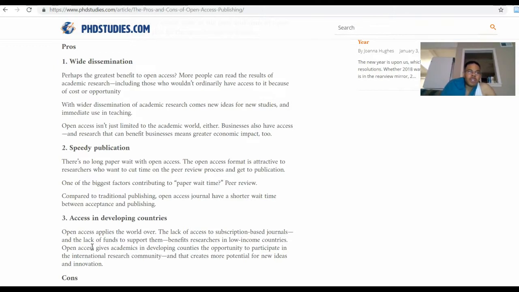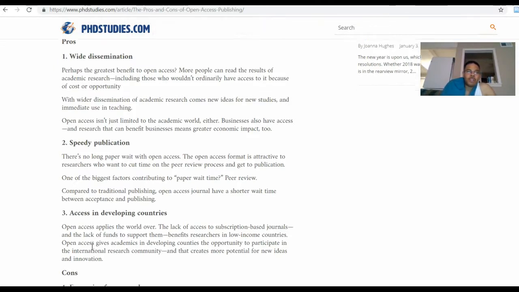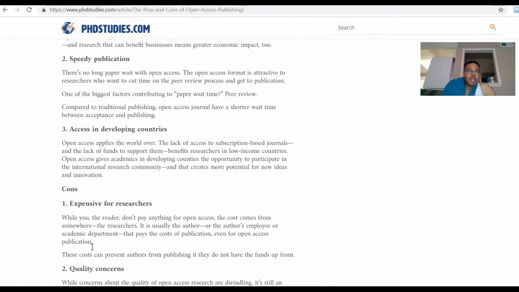They're talking about access in developing countries. So yes, we've already talked about that. That is a pro. Cons. Expensive for researchers. While you, the reader, don't have to pay anything for open access, a lot of times there is a burden shift to the authors. And so, again, we discussed that earlier.